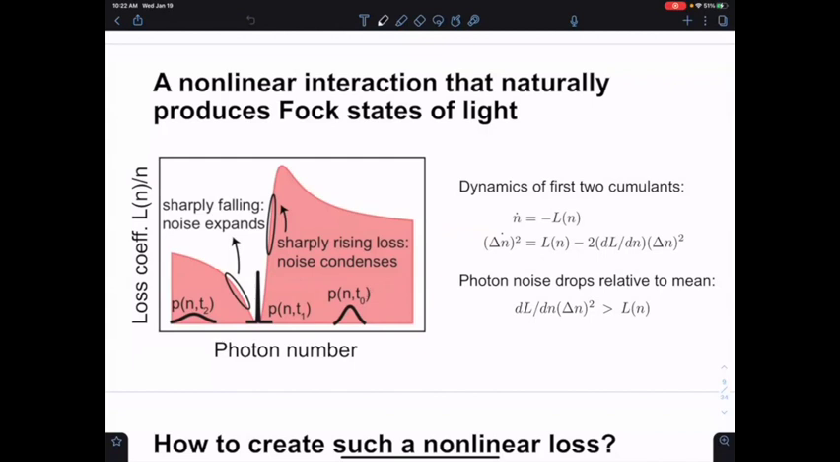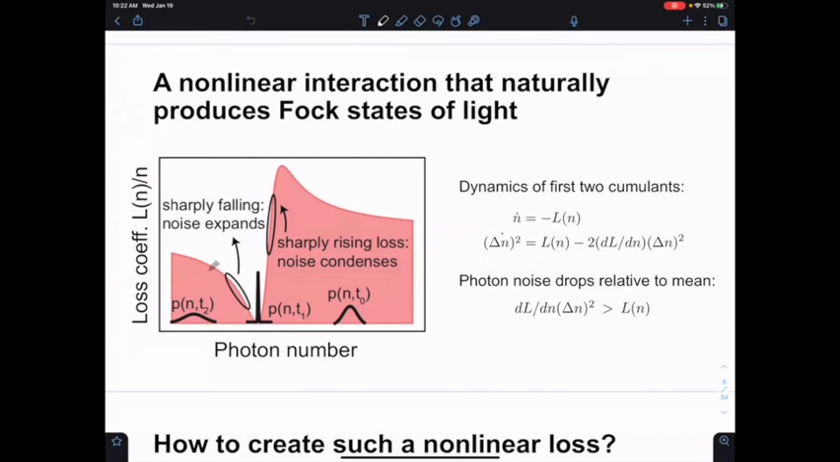And with linear loss, if you have something like a Poisson distribution of photons initially, it's going to decay and stay Poissonian. But I want to introduce a loss that instead looks something like this. It's got this crazy non-monotonic shape, and just as importantly, it has a zero. It's a magic photon number, which I'm going to call N naught, because that's basically going to be the Fock state index. And then away from N naught, the loss sharply rises.